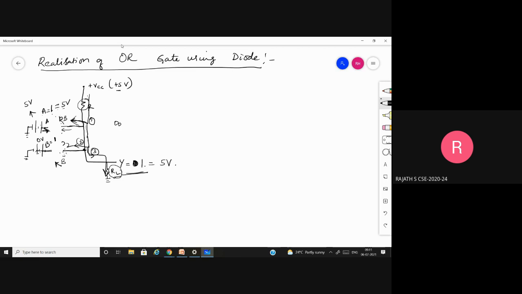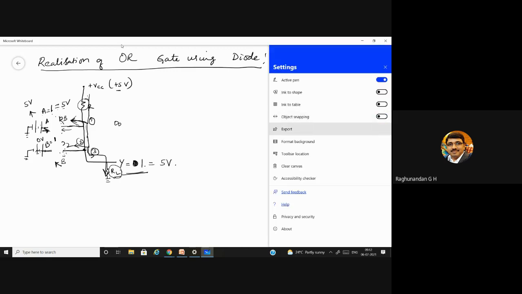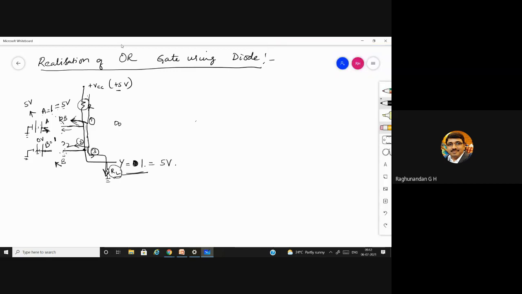Otherwise, if B is 0, then it flows through B, sir. Yes. So Y we get 0. Yes. Very good. Okay. So this is about the NAND gate realization.